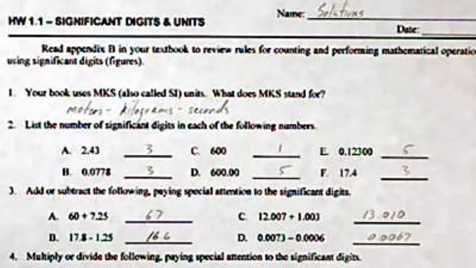These are the solutions to homework 1.1, which is on significant digits and units.